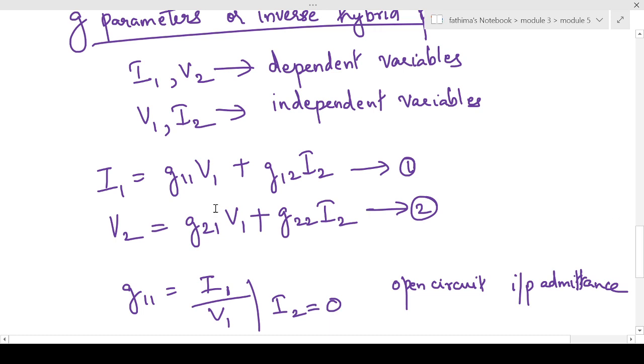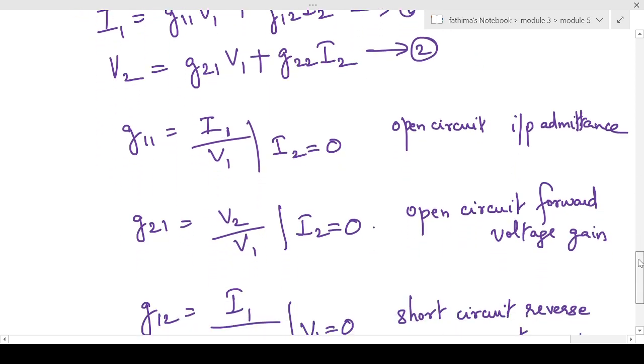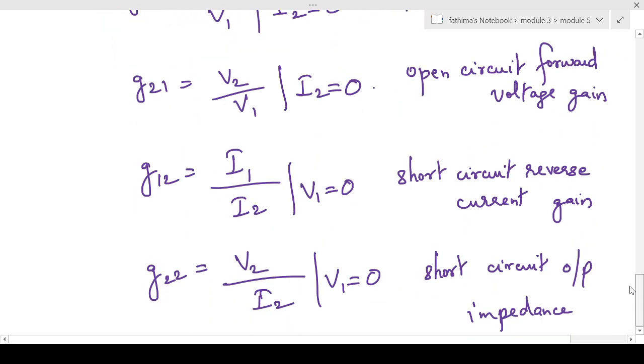Okay. So we can find each of these parameters, that is G11, G12, G21 and G22. For finding G11 and G21, we have to set I2 is equal to 0. That is, we have to open circuit the output port. And for finding G12 and G22, it is clear from the equation that we have to short circuit the input port. That is, we have to set V1 is equal to 0. So doing so, we will get all the parameters G11, G21, G12, G22.